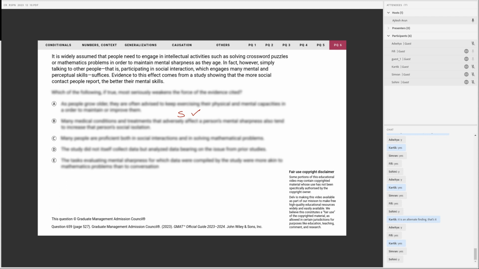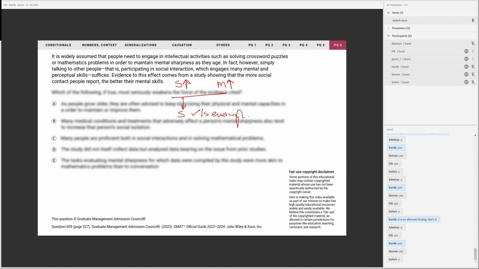And now they give us a reason or evidence for this. Evidence to this effect comes from a study showing that the more social contact people report, the better their mental skills. So they have a report which says that two things happen together: S higher, M higher, right? So S up, M up. That's the support for saying S is enough. So S can also do it because people with high S have high M.